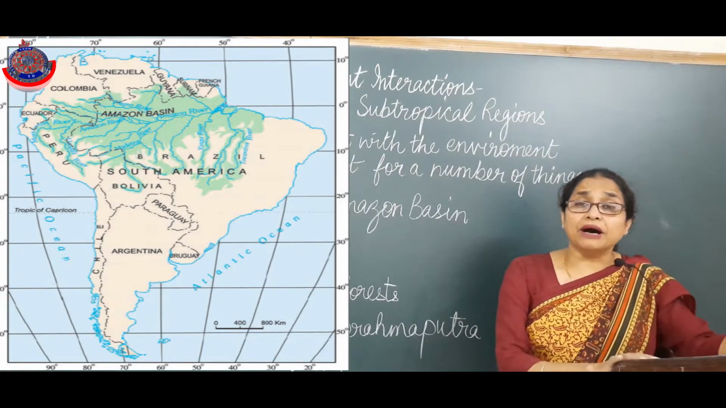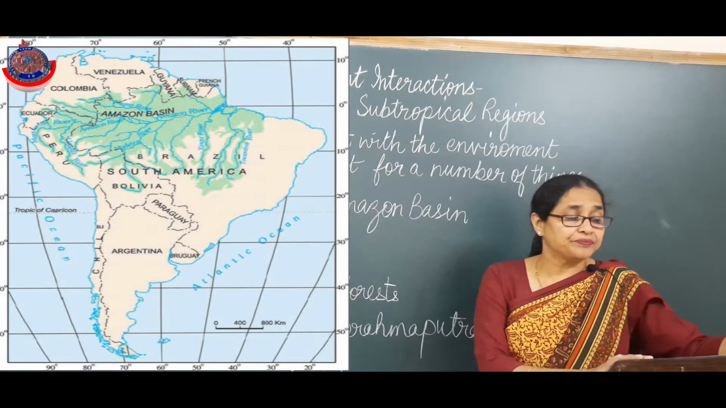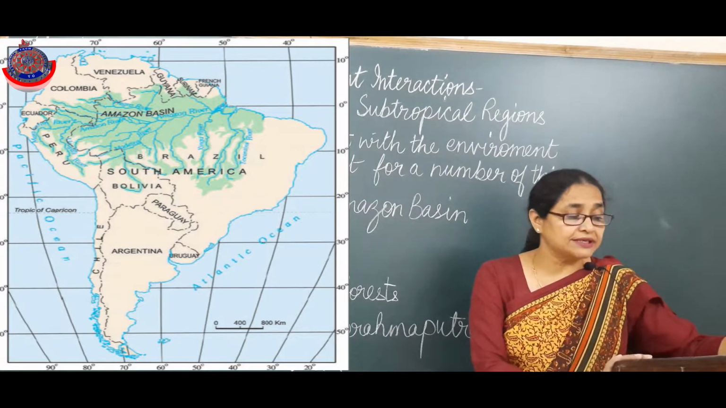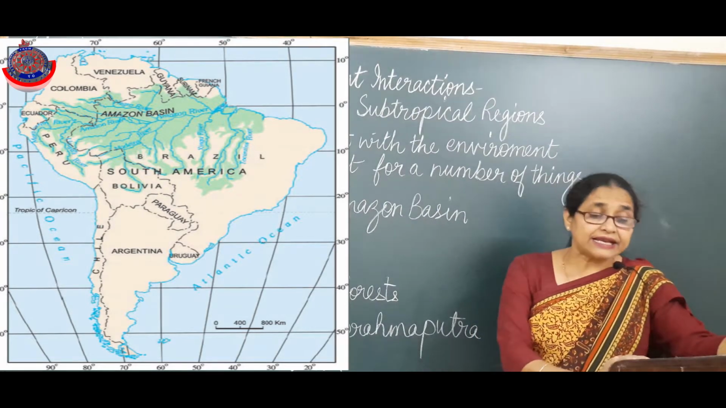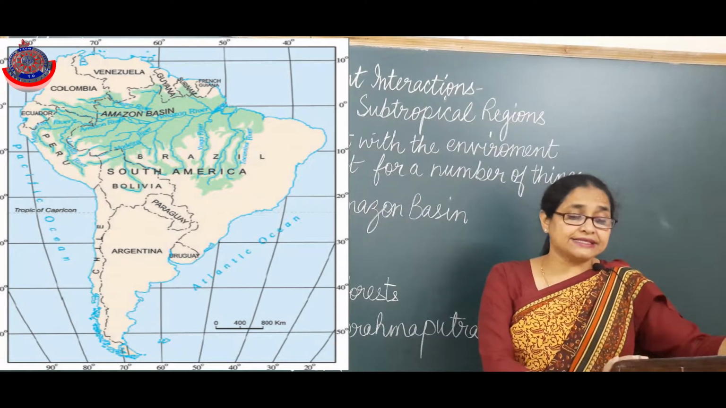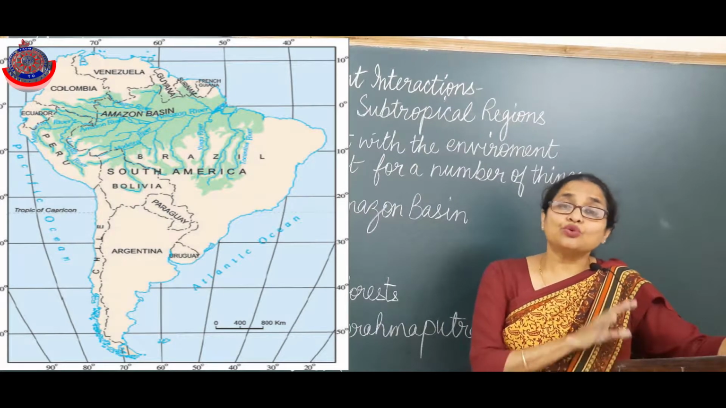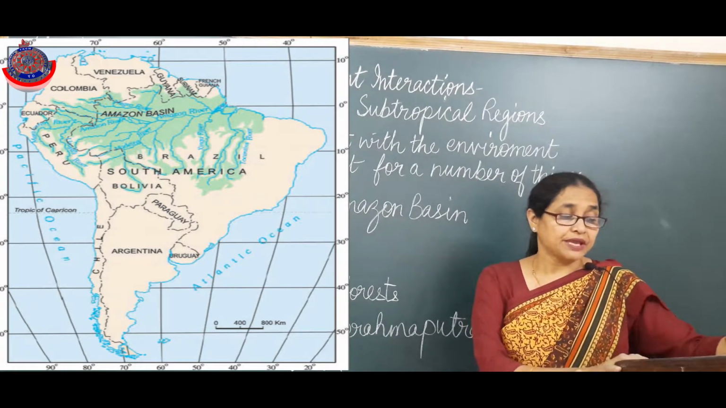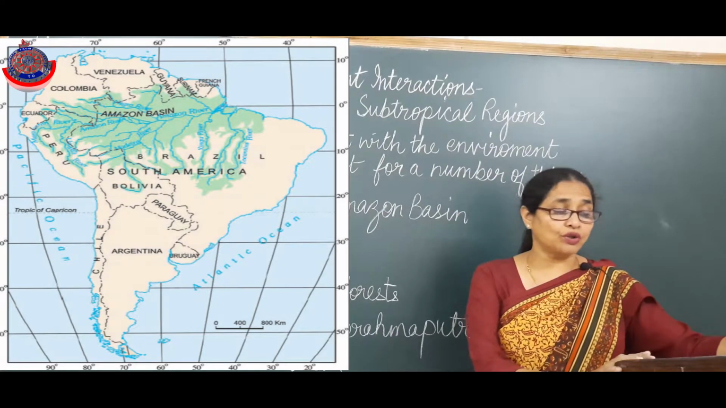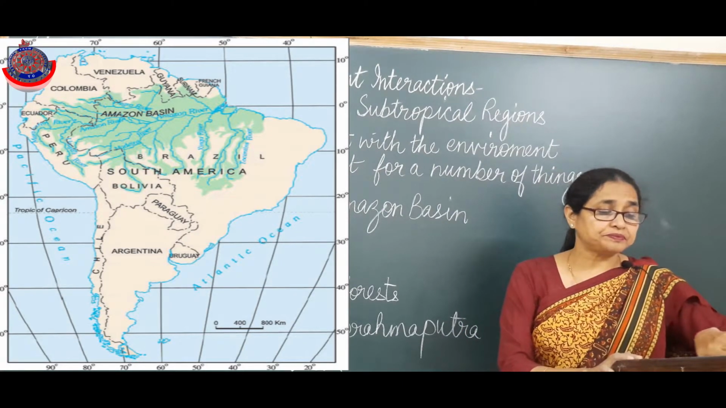Now talking about the climate of this region. The Amazon basin stretches directly on the equator and is characterized by a hot and wet climate throughout the year. There are heavy rainfalls and of course high humidity.